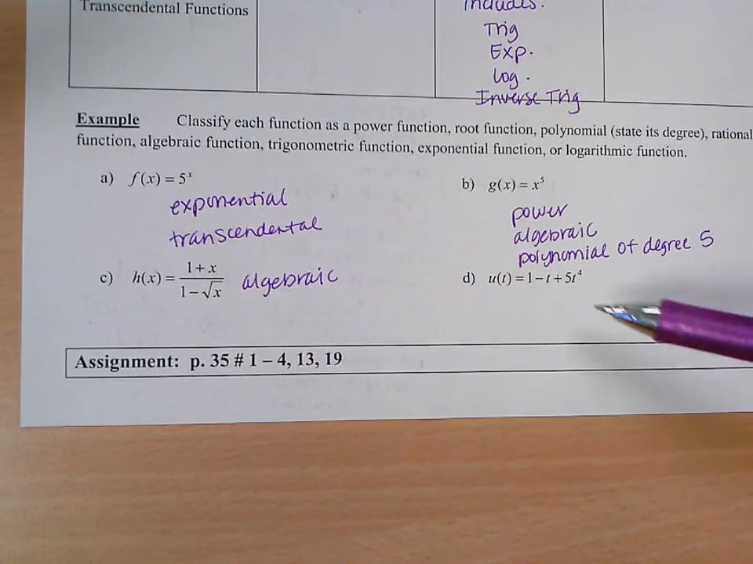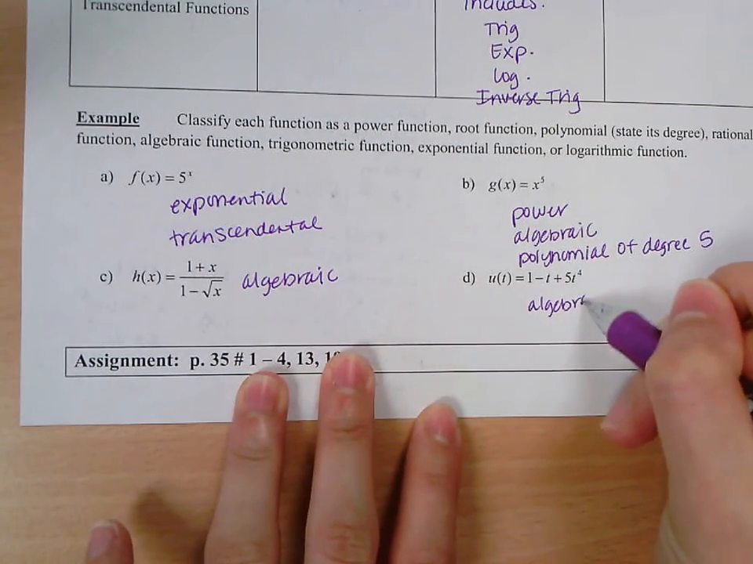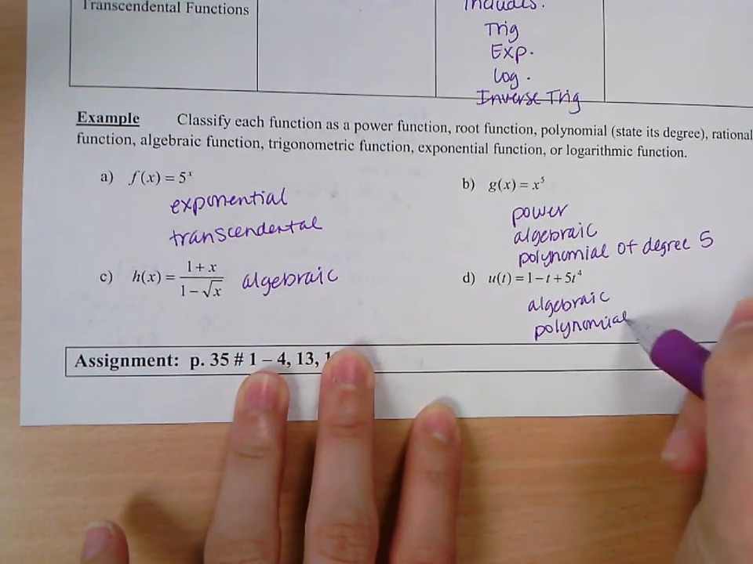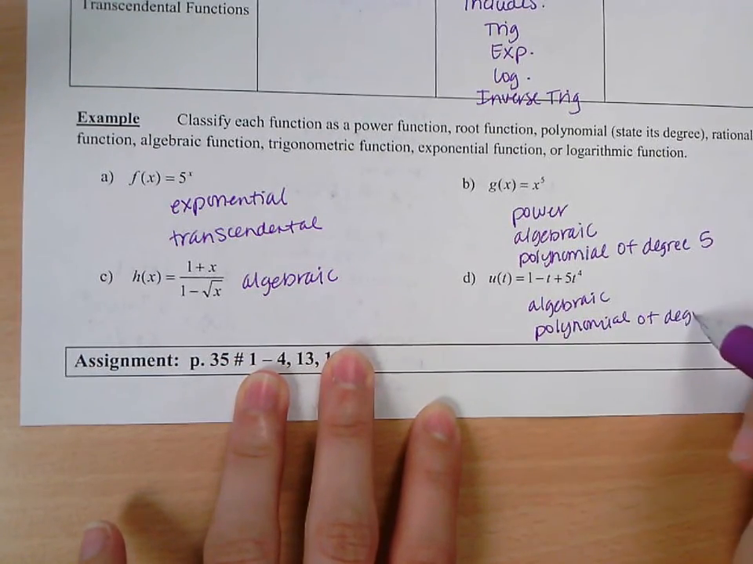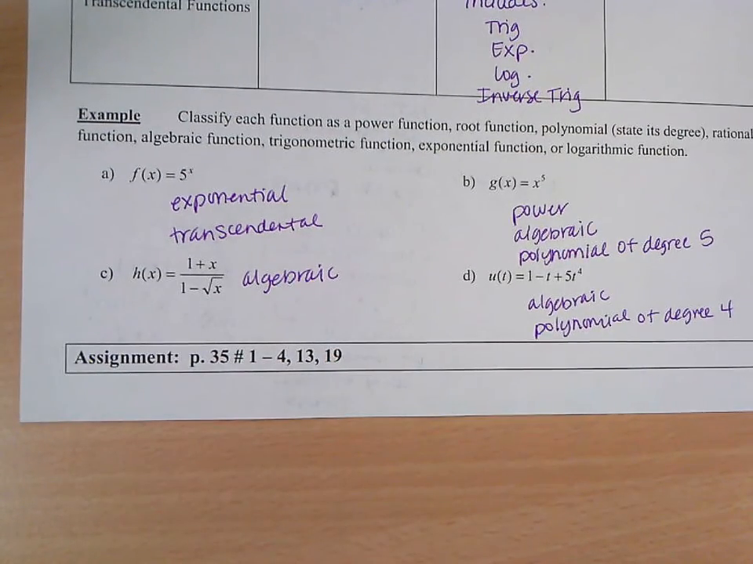And then what about D? That one is algebraic, polynomial, and it is a polynomial of degree 4. Is it a power function? I don't think so. No. I hear some definite no's and then some no's that don't totally sound sure.